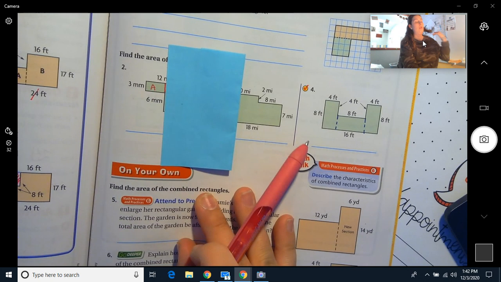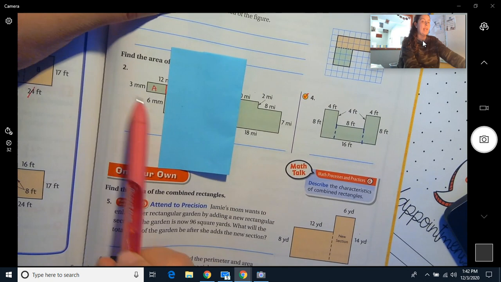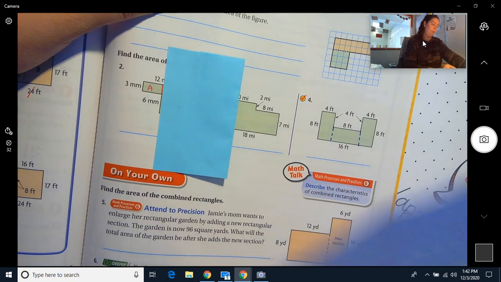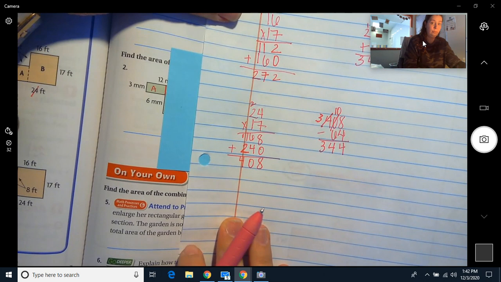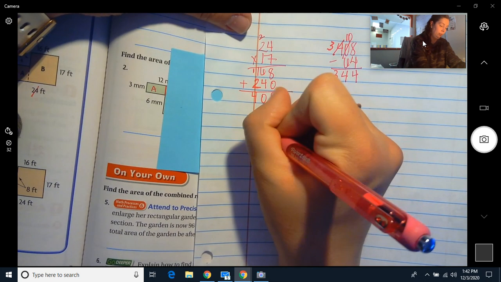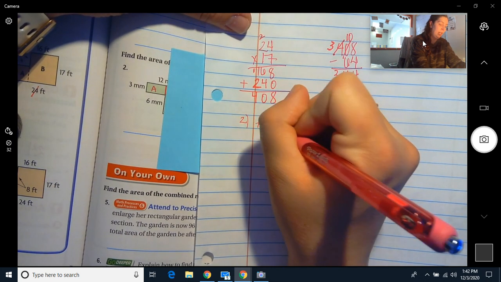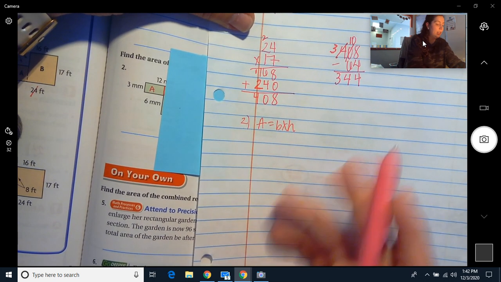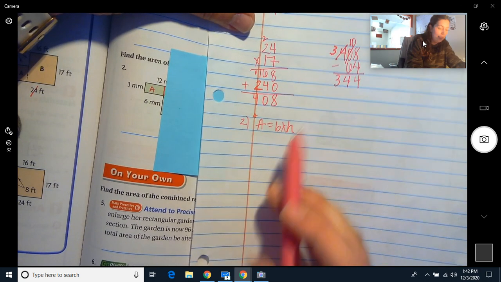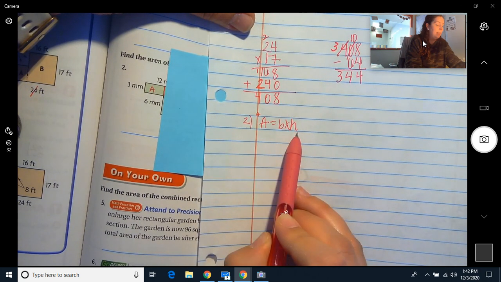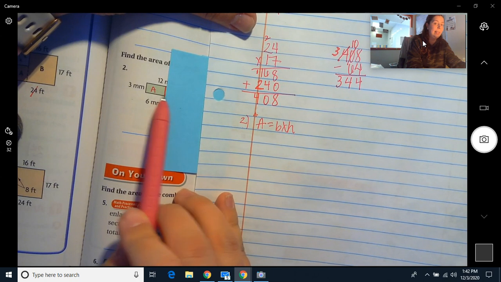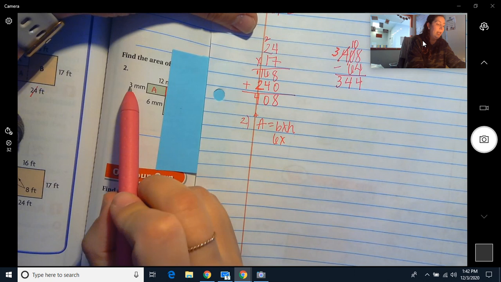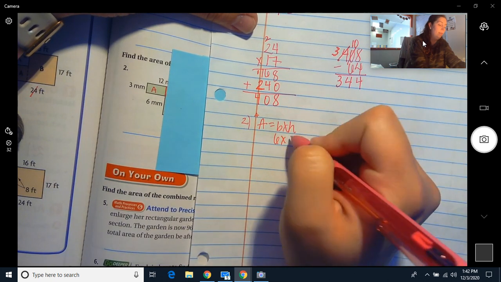Jaylee, go ahead with this. What numbers would I write down for base times height? The base would be 6 millimeters. Okay. And the height would be 3 millimeters. Okay, so I'm writing this down. I'm going to write a little a to say this is area for A. Area, base times height. She told me the base would be 6 because it's my horizontal line. And she said 3 would be my height because it's my vertical line.